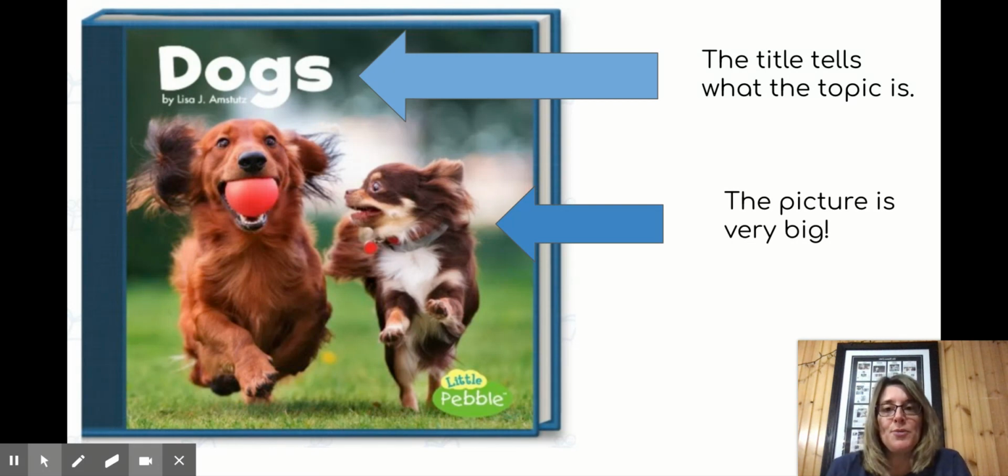The title tells what the topic is, right? It says dogs. We know what we're going to be reading about. Also, I noticed that the picture is very big, right? It shows this is a photograph of dogs that are running. It's large. It really got my attention. If I saw this book about dogs, I would want to read this book.